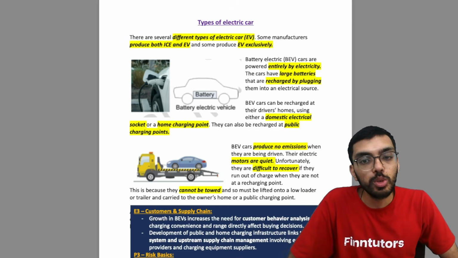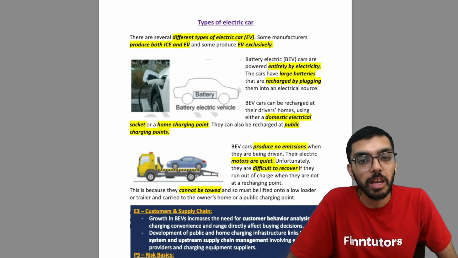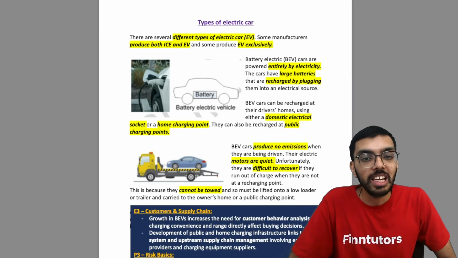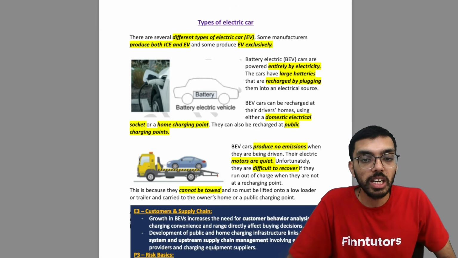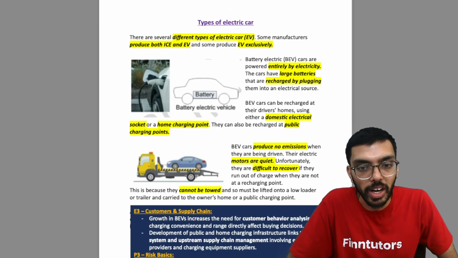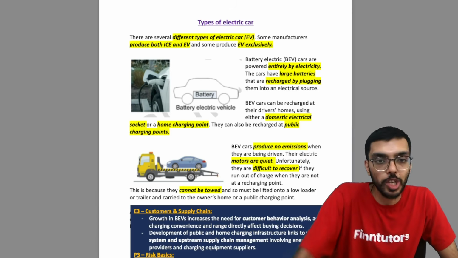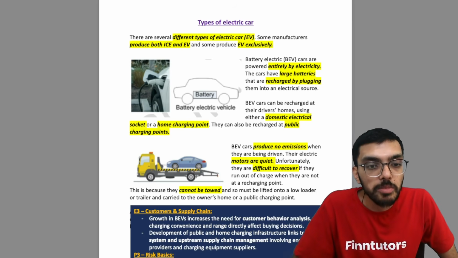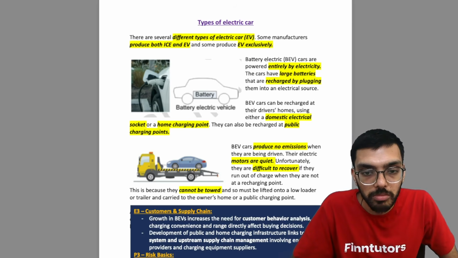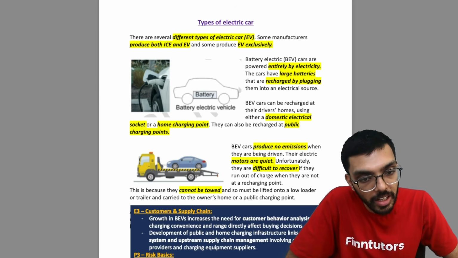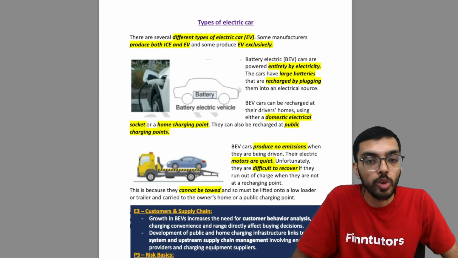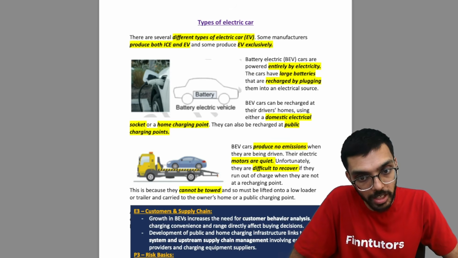BEV cars produce no emissions when they are being driven. Their electric motors are completely quiet. Unfortunately, they are difficult to recover if they run out of charge when they are not at a recharging point. If the battery gets over, it stops there and then. This is because they cannot be towed and must be lifted onto a low loader or trailer and carried to the owner's home or a public charging point.